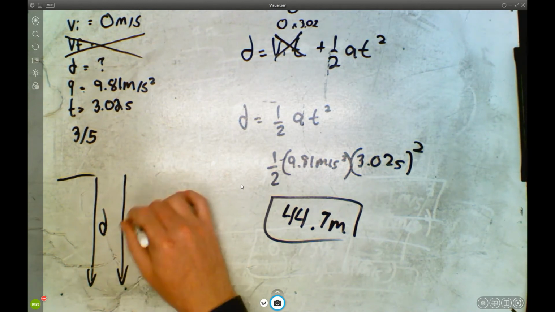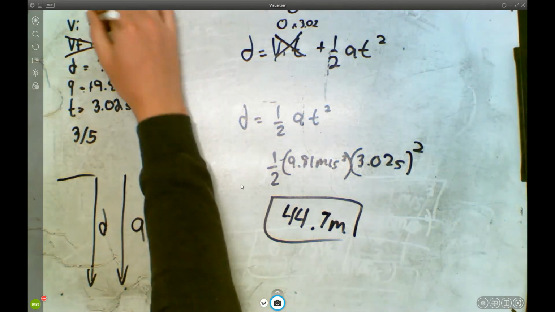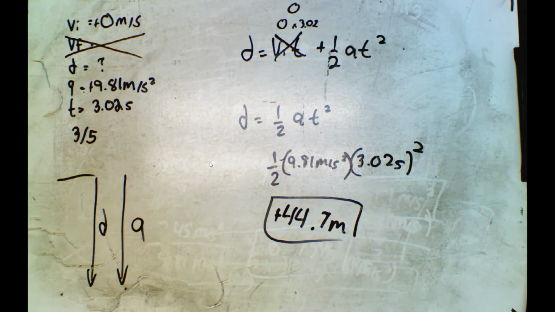Okay. In terms of positives and negatives for this question, if this is my bridge, the distance is down, the acceleration is down, and time doesn't have a vector with it. Because everything is down, I say everything down is positive. So this is positive as well, but height would just be a scalar quantity.